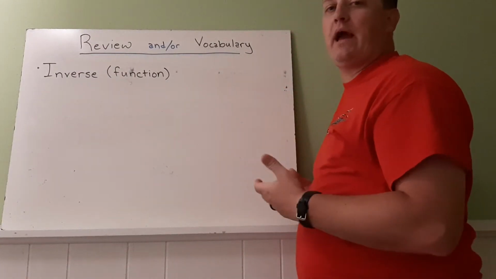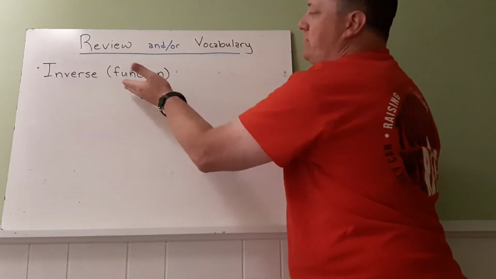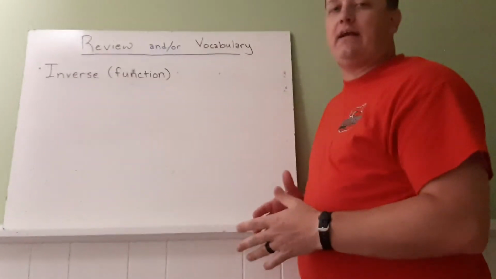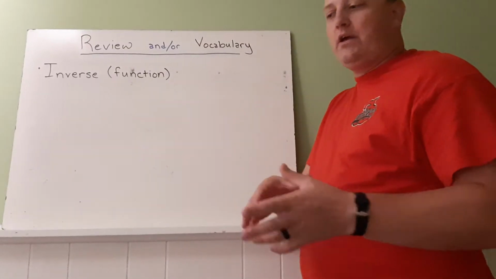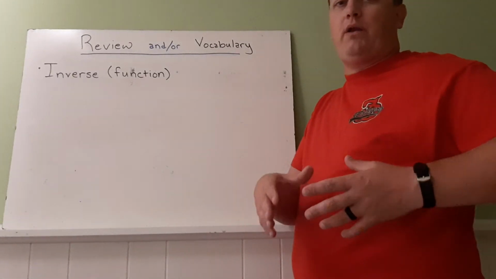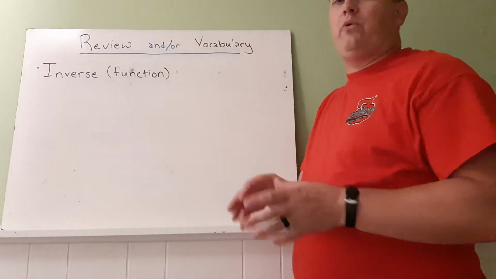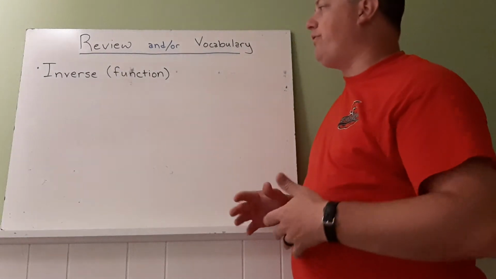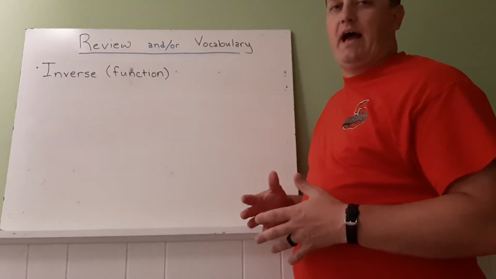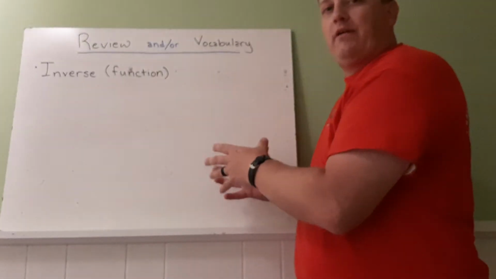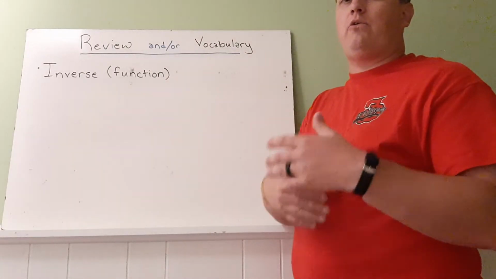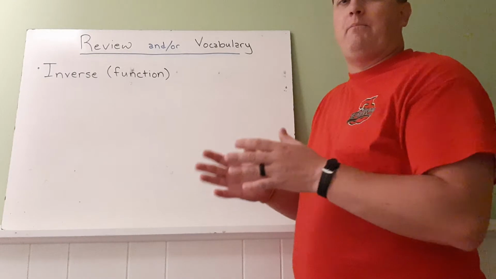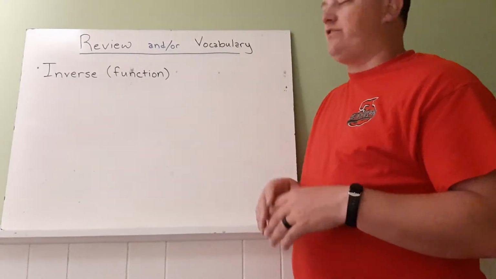All right, our vocab term is still inverse. So our inverse of a function. The idea here is that our original function takes an input to an output. Say input 1 goes to an output of 5. Well, then the inverse of that would take an input of 5 and take it to an output of 1. Notice how it reverses the input and the output and switches them.